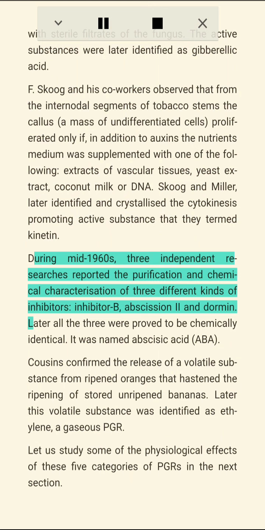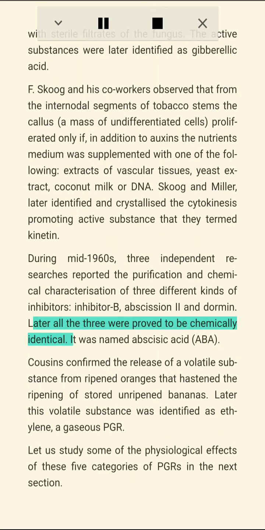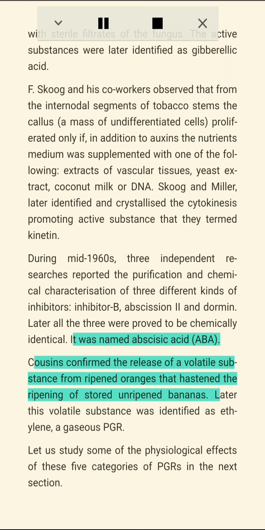During the mid-1960s, 3 independent researchers reported the purification and chemical characterization of 3 different kinds of inhibitors: inhibitor B, abscission II, and dormin. Later, all 3 were proved to be chemically identical. It was named abscisic acid, ABA.